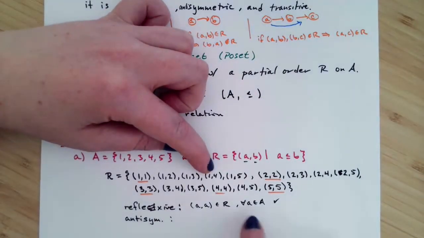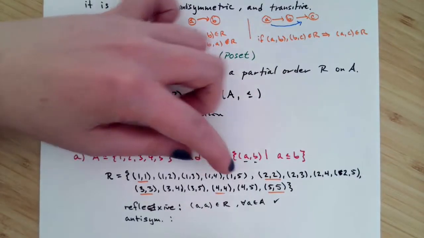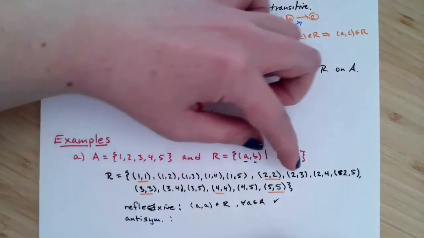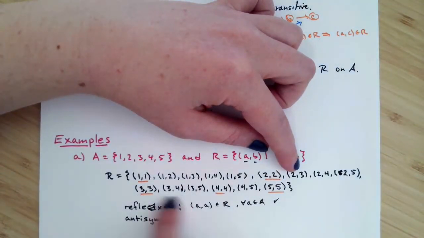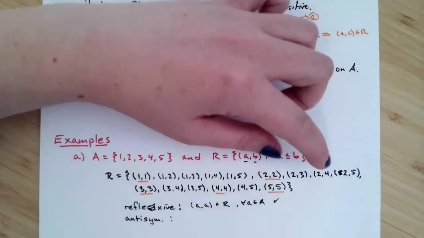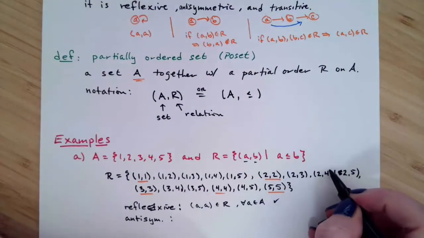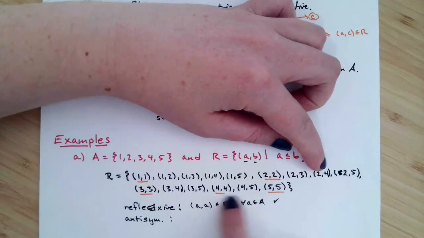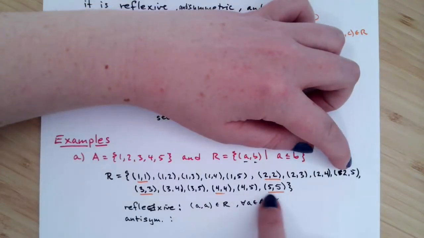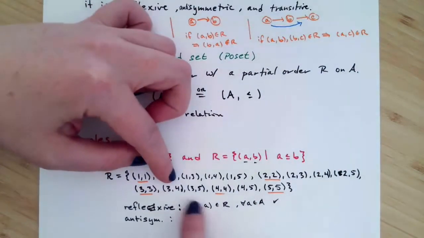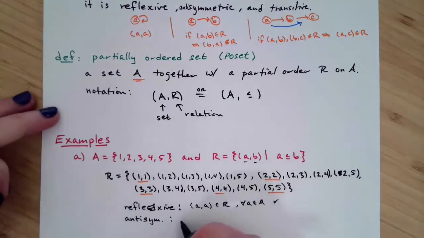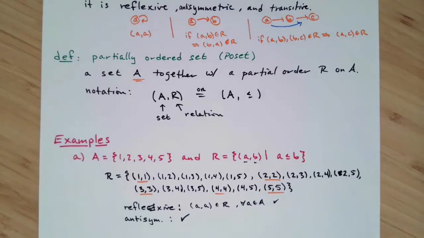1, 4, reverse it. 4, 1 shouldn't be in the relation. Check. 1, 5, well, reverse it. 5, 1 shouldn't be in the relation. Okay, we're still good. Skip the double 1. 2, 3. All right, well, 3, 2 isn't in the relation. We're good. Flip this one. If we reverse the order, we'll get 4, 2. 4, 2 is not in the relation. Reverse the order. 5, 2. 5, 2 is not in the relation. And if you keep checking, that will happen for all of these. So anti-symmetric, yep, we're anti-symmetric as well.